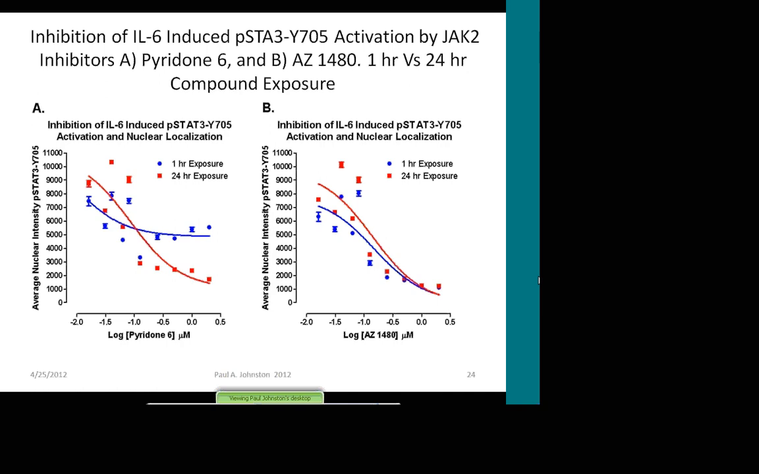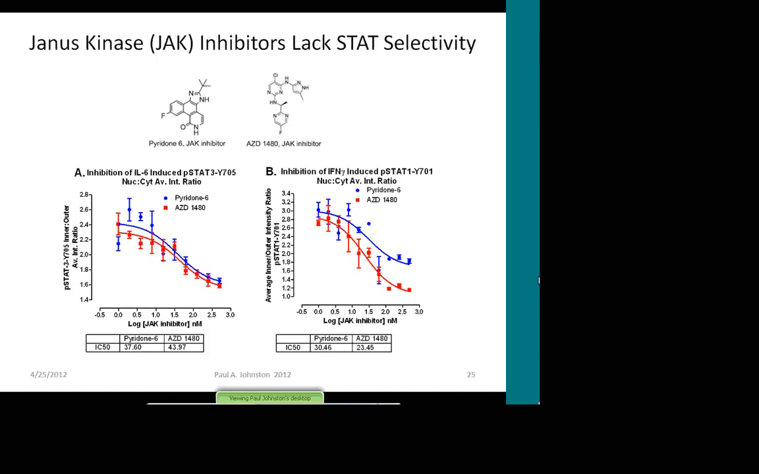We tested a couple of well-known Janus kinase inhibitors to show that our assay would pick them up, and it did. We tested pyridone-6 and AZ1480. They're both Janus kinase inhibitors. And we did both a 1-hour compound exposure and a 24-hour compound exposure. Based on this data, for the AZ compound it didn't make much difference, but at least for the pyridone-6, the inhibition was more robust and looked more sigmoidal with the 24-hour compound exposure.